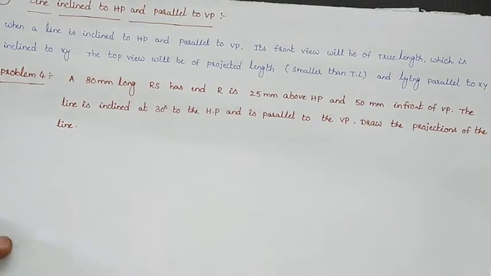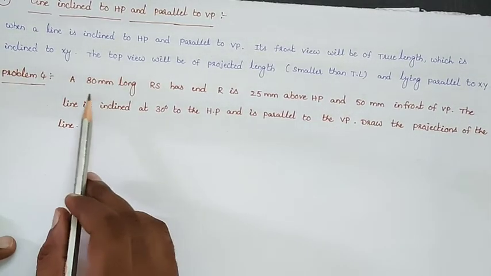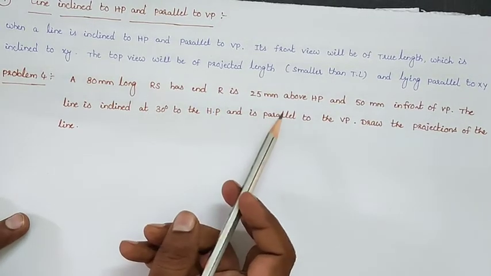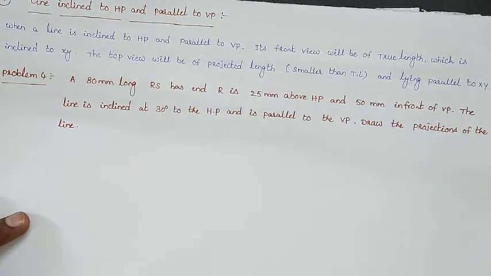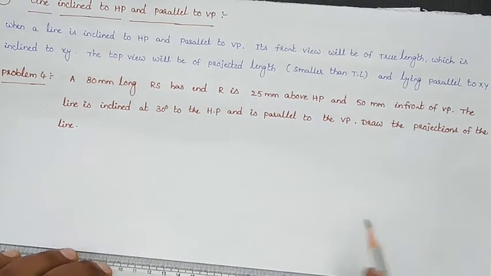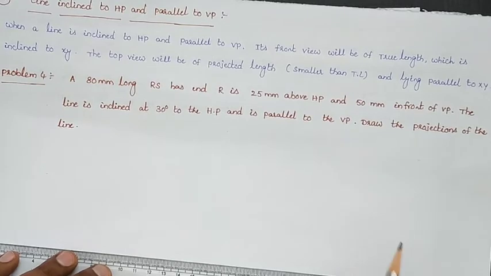So first of all, we can give a problem. So they are giving a problem. An 80 mm long line RS has an end R that is 25 mm above HP and 50 mm in front of the VP. The line is inclined at 30 degrees to the HP and parallel to the VP. Draw the projections of the line.